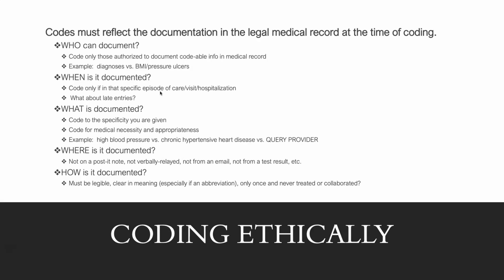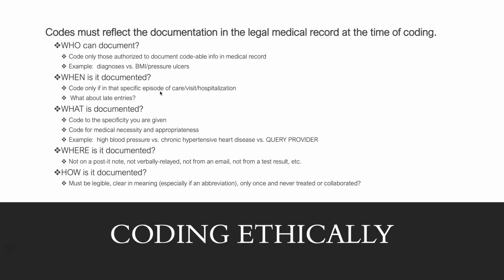It's asking them, can you give me more information about this patient's condition? Is it left, right, bilateral? Is it acute, chronic, or acute superimposed on chronic? You can ask them for more specificity. But whatever specificity you have in the legal medical record at the time of coding is what you code. So if they don't give you anything more, then you're going to have to use some of those unspecified codes, that not elsewhere classifiable or not otherwise specified.